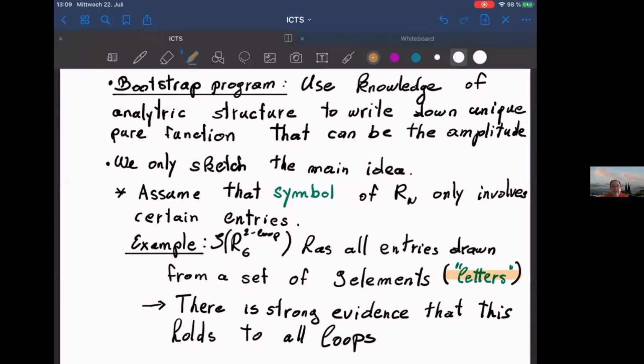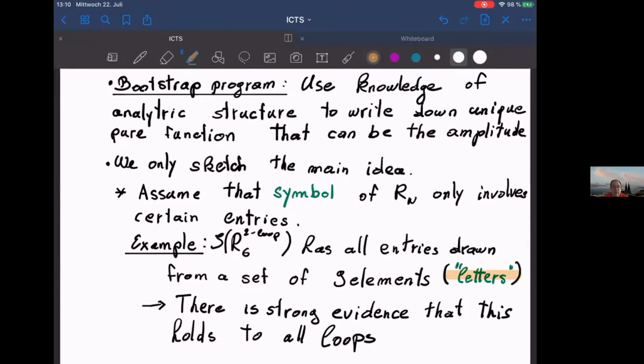So the basic idea of the Bootstrap program, you can structure it as follows. Let's only discuss the case of MHV amplitudes. You could try to do the same for other helicity configurations, but let's only focus on MHV for the sake of the lecture. So if MHV amplitudes are pure functions, they're already very constrained. They are pure functions of weight 2L. So try to write down the unique possible function that you can imagine that has the correct analytic structure.